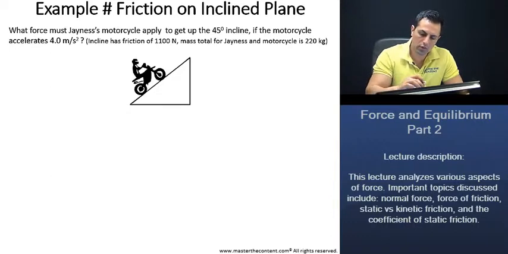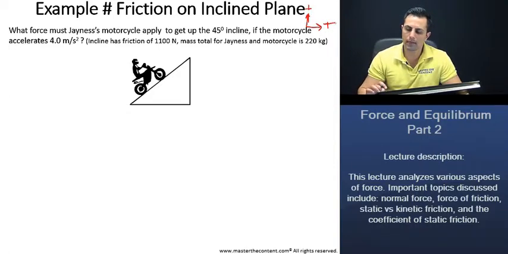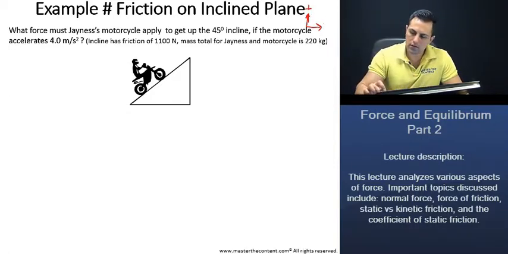Again, we will label directionality positive, going up and to the right. Okay, that is a terrible looking plus sign. Okay, there we are. Now let's begin here just by writing down our givens.